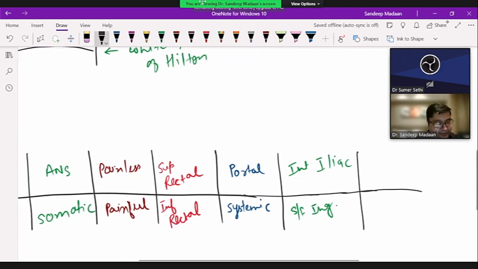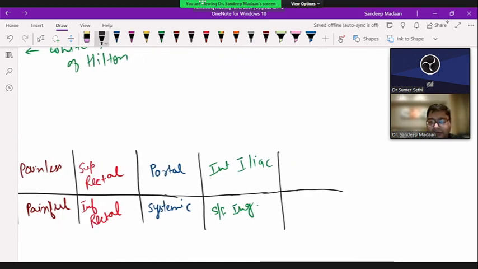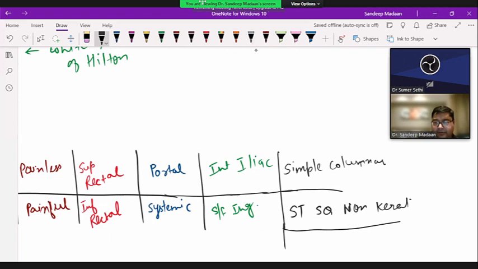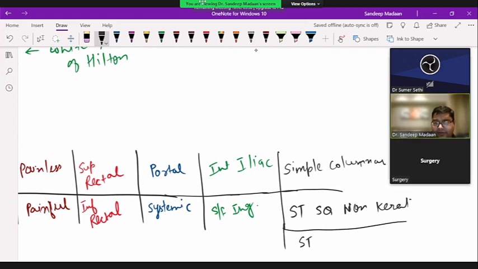And what about the epithelium here? Above we have simple columnar, which is the epithelium of GIT. And below we have stratified squamous non-keratinized, and further below we have stratified squamous keratinized.